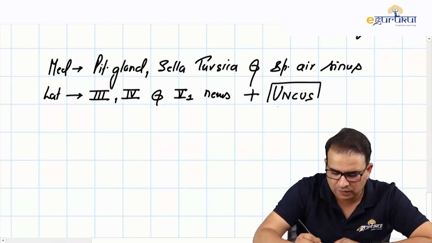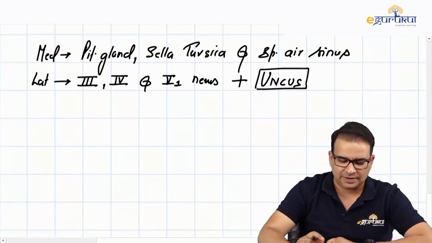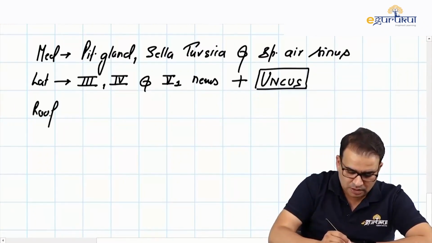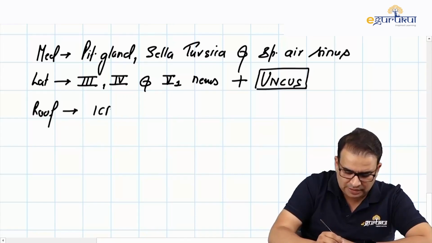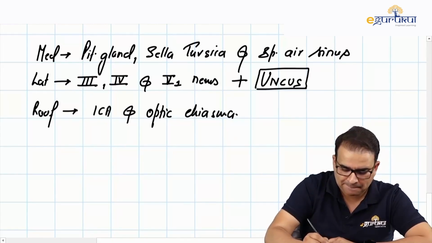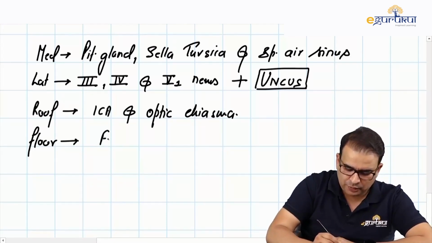Uncus, primary olfactory area. This uncus, I'll be showing you in the neuro part. Uncus is just lateral to the cavernous sinus. Roof is having internal carotid artery and optic chiasma. Floor, foramen lacerum.